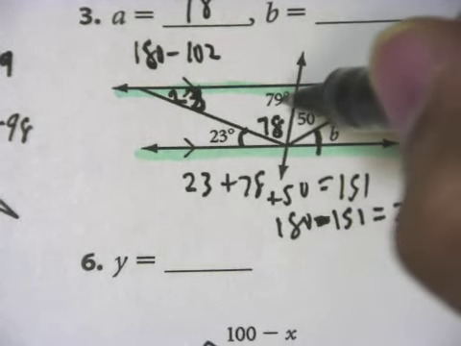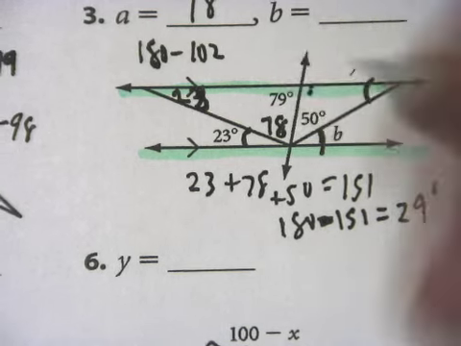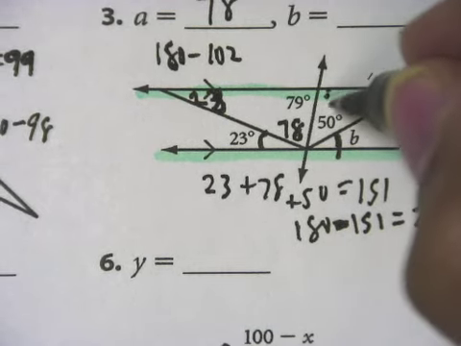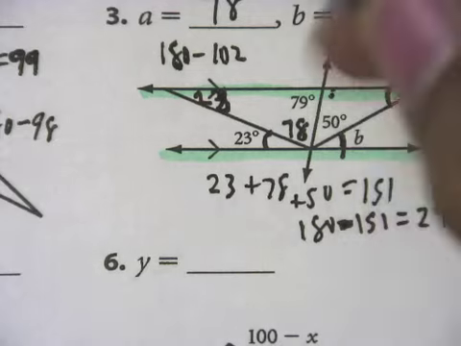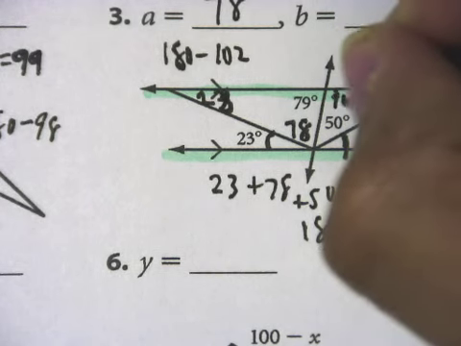But there's another way that I could solve for angle B. Remember that this here is also a linear pair. So I know that these two angles here, these two angles together also add up to how much? To 180. So I can find this missing angle right here. All I got to do is take 79 minus 180.